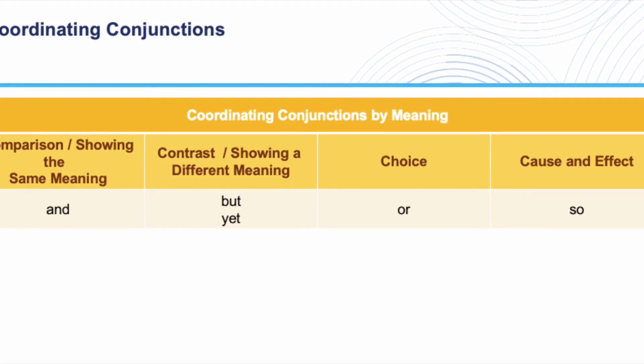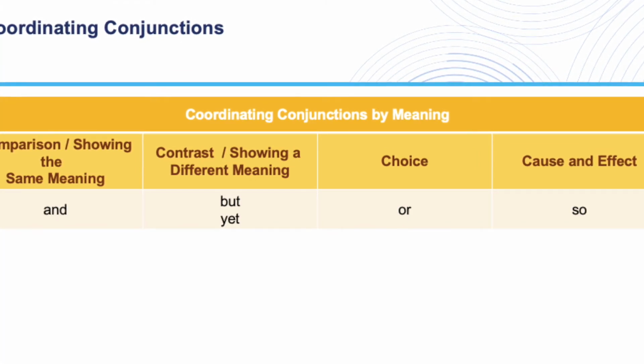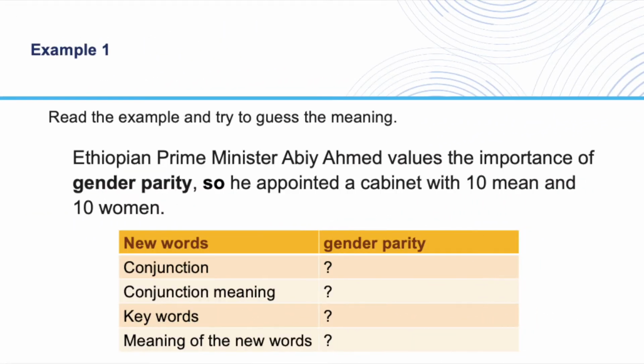These coordinating conjunctions always come between the two independent clauses, usually with a comma in front of the conjunction. Let's look at some examples. As you read the example, look at the new words, gender parity. Try to find the coordinating conjunction, the meaning of the conjunction, and any key words that can help you. Can you guess the meaning of gender parity?